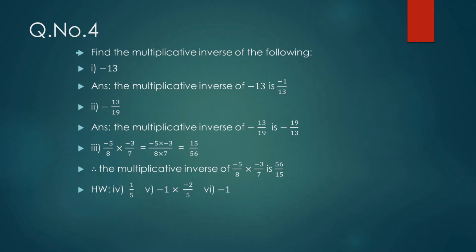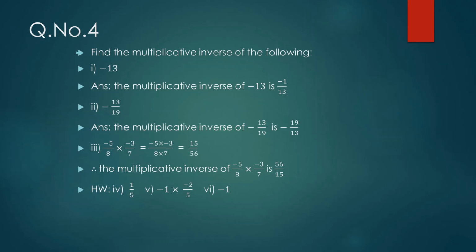Reciprocal means the numerator will change as denominator and the denominator will change as numerator. So here denominator is 1, so that will change as numerator. So the multiplicative inverse of minus 13 is minus 1 upon 13. Negative sign we are always giving to the numerator.